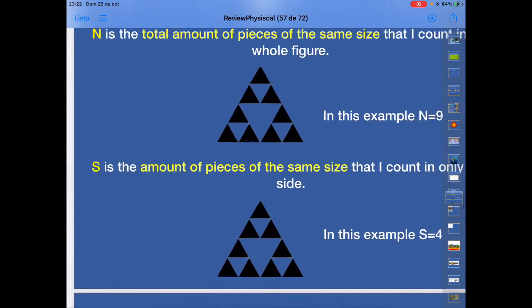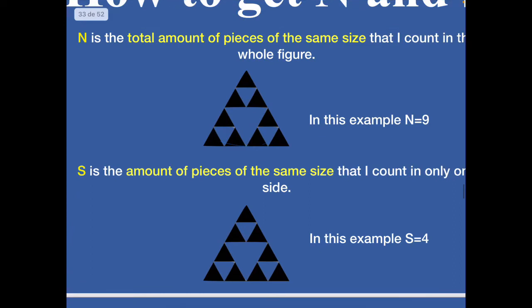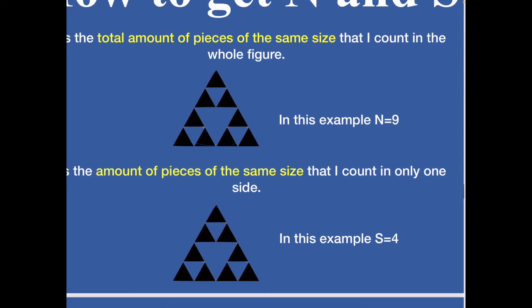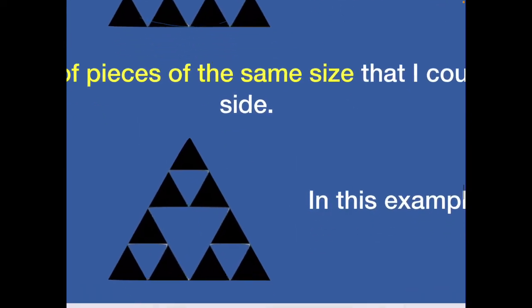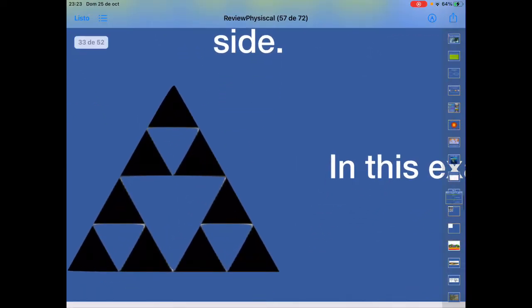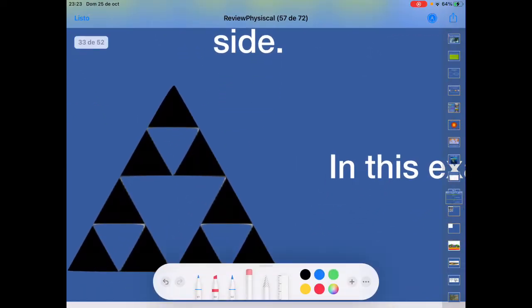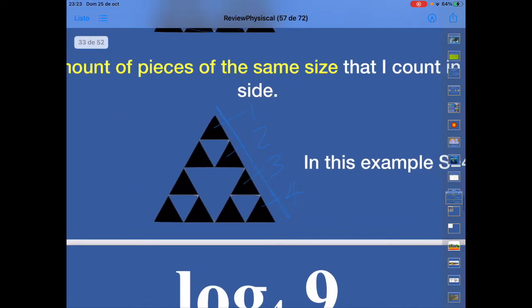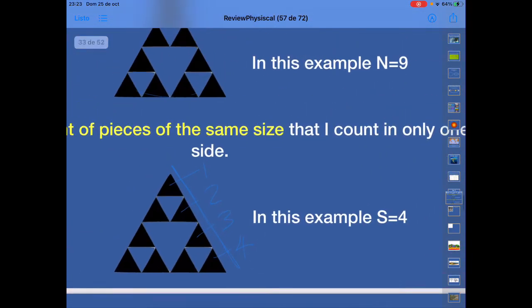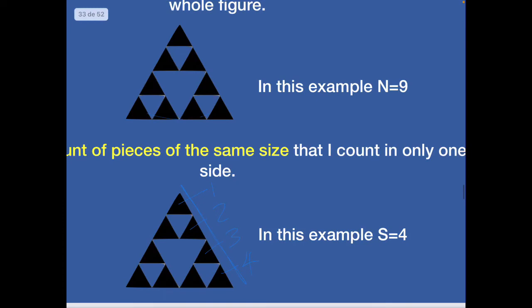And how do I know my s? My s is the amount of pieces of the same size that I can count in only one side, not the whole figure, only one of the sides. So again, I can count only here, and I'm going to have 1, 2, 3, and 4. Those are the only pieces that I have in one side. So that means that my s equals 4. N equals 9 and s equals 4.